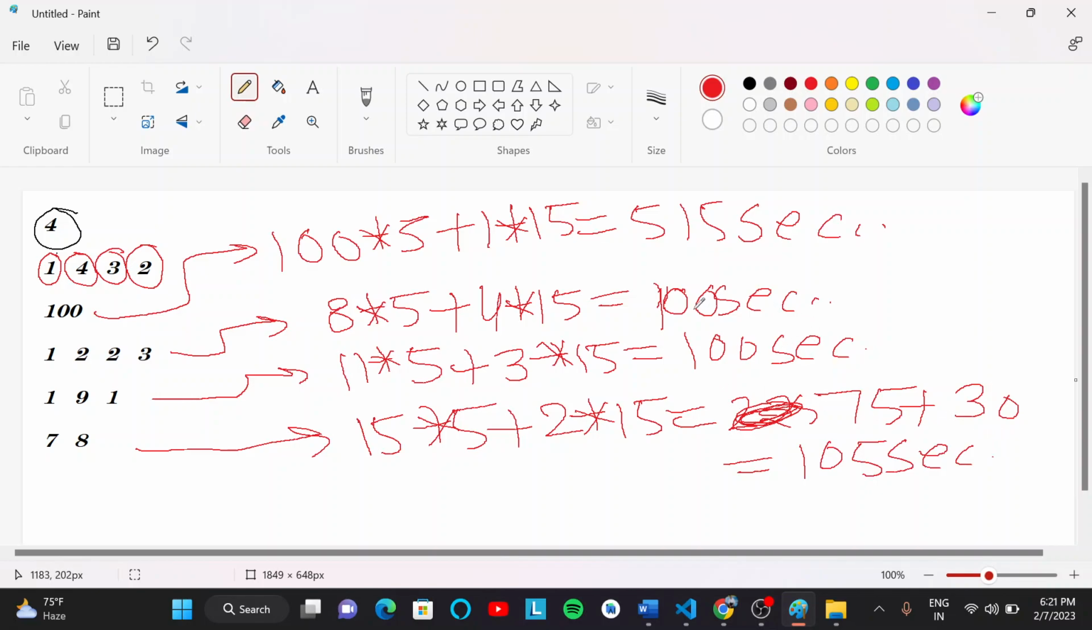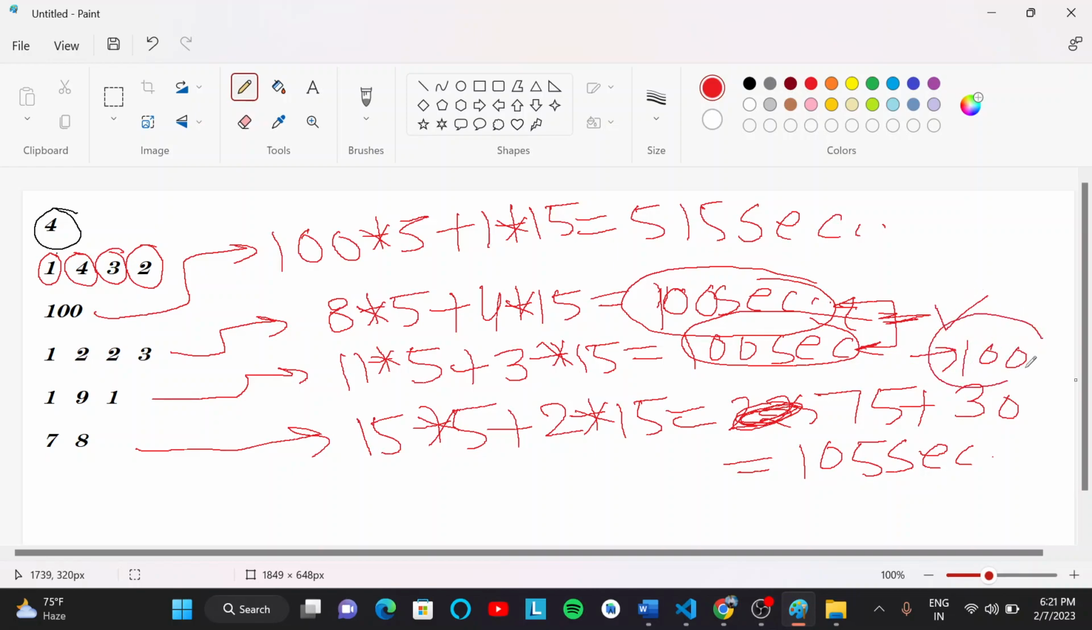So clearly you can see 100 seconds and 100 seconds. Only two windows are there. We take the minimum time, so we will choose any and print the minimum time.